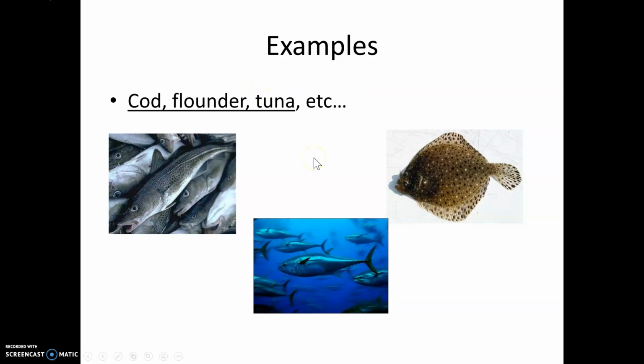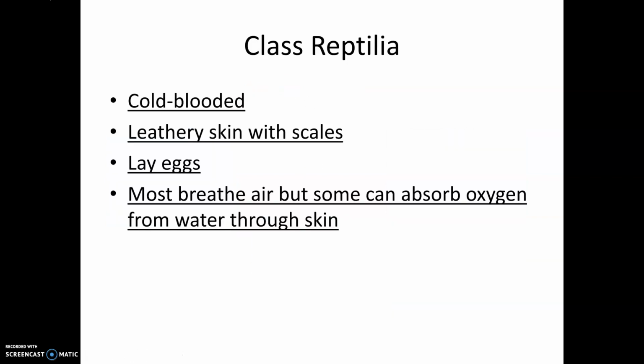The next class that we are going to be talking about here is our class Reptilia. So here are some defining characteristics here. It is going to be cold-blooded animals, so that means they do not regulate their own body temperature, that the environment is going to dictate their temperature. They're going to have leathery skin with scales. They're going to lay eggs. And most are going to breathe air, so instead of seeing those gills component, we're going to see lungs here.